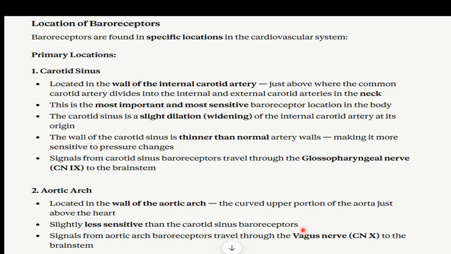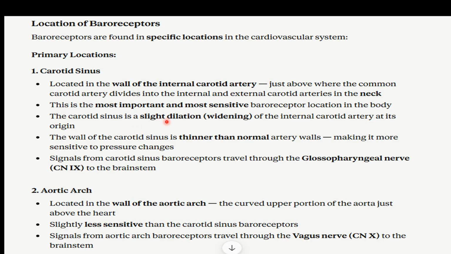Now let's see what the locations of baroreceptors are. Baroreceptors are found in specific locations in the cardiovascular system. There are two primary locations, which are the carotid sinus and the aortic arch. The carotid sinus is located in the wall of the internal carotid artery, just above where the common carotid artery divides into internal and external carotid arteries in the neck. Okay, this is the most important as well as the most sensitive baroreceptor location in the body. So remember this, this is the most important as well as the most sensitive location.